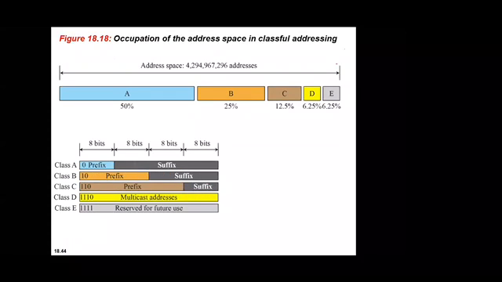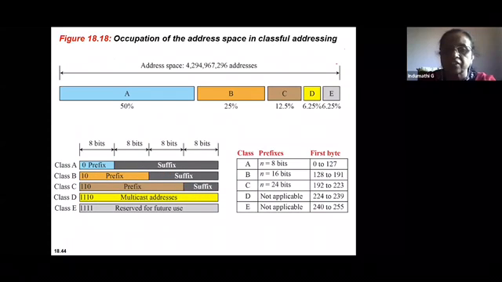So you can also represent the same classful address in this fashion. This is the occupation of the addresses in the address space. 50% is reserved for A, 25% for B, 12.5% for C, 6.25% for D, and 6.25% for E, which together occupy the address space of IPv4, which is 4 billion plus. And the same thing, whatever I showed in the diagram, you can also represent as class A with 0 as the prefix value. The remaining 3 bytes are suffix.